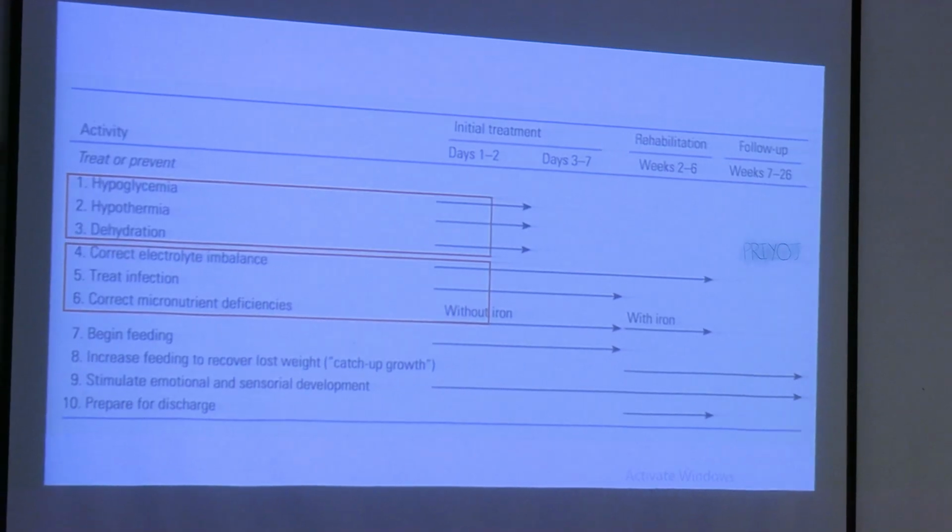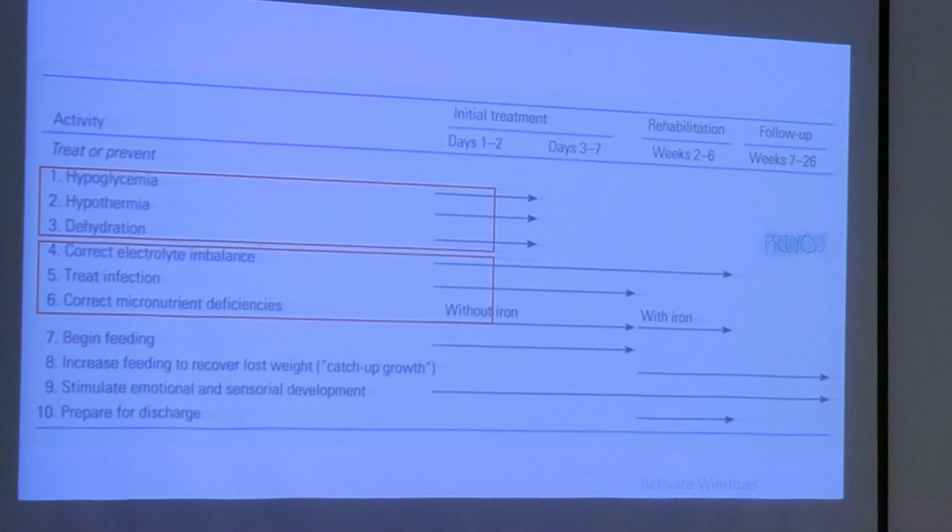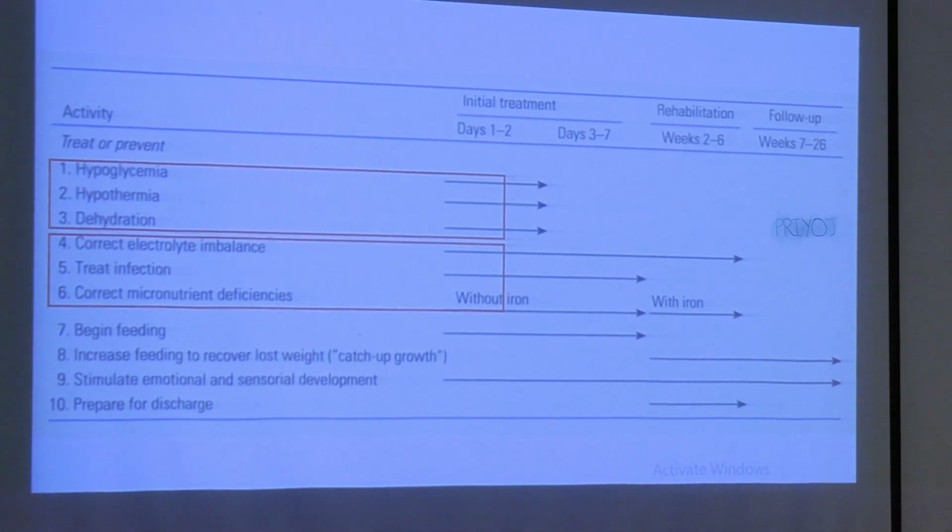So all these 10 activities are done. This is from Harrison. All these 10 activities are done in the severe acute malnourished child. That is hypoglycemia, hypothermia, dehydration. These three are basically taken care of during the stabilization phase. Then there is electrolyte disbalance, infection can be there, micronutrient deficiencies can be there. The electrolyte disbalance correction is started in the first 1 to 2 days.